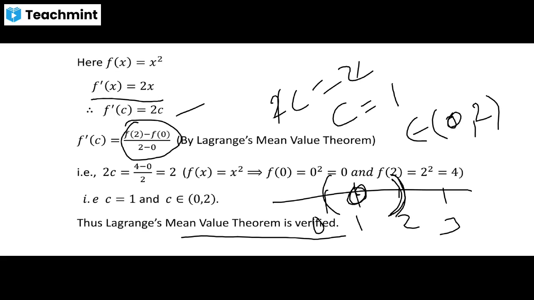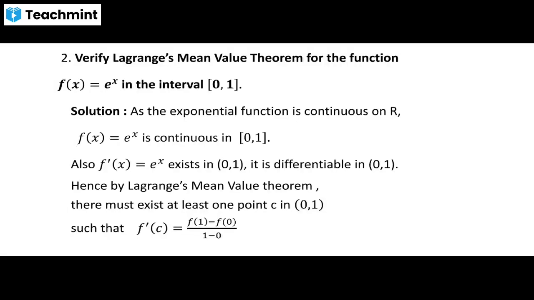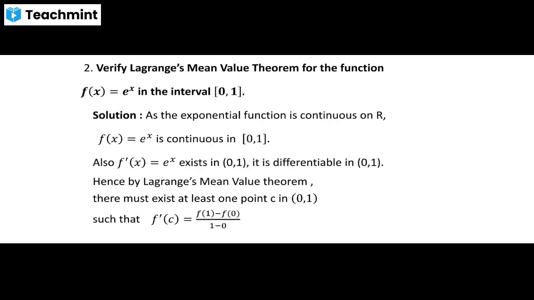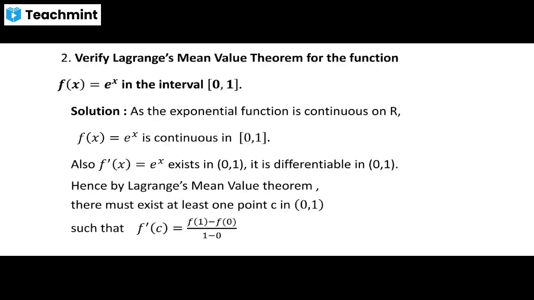Is it clear? Is there any doubt? Okay, next, move on to the next problem. Verify Lagrange mean value theorem for the function f of x is equal to e power x in the interval 0 to 1. Okay, see here, f of x is equal to e power x, the exponential function. It is continuous in the interval 0 to 1 and it is differentiable.